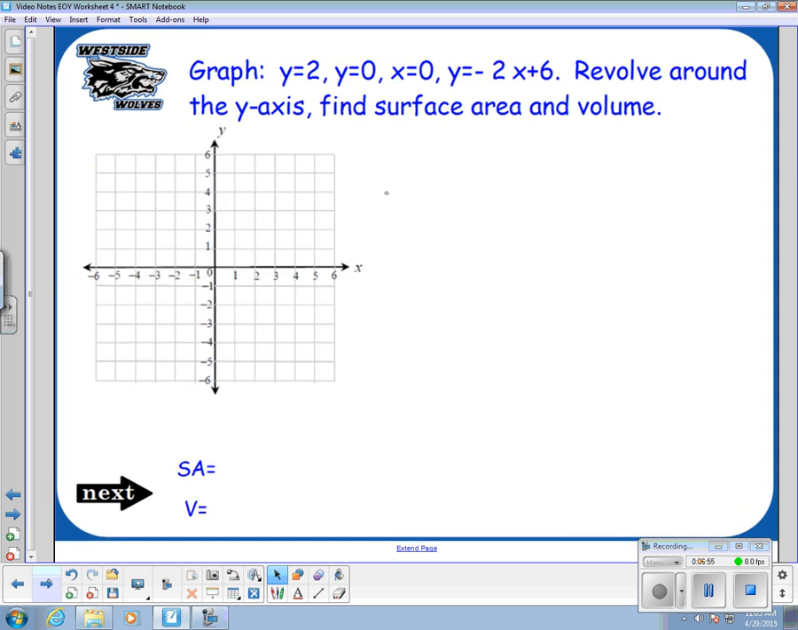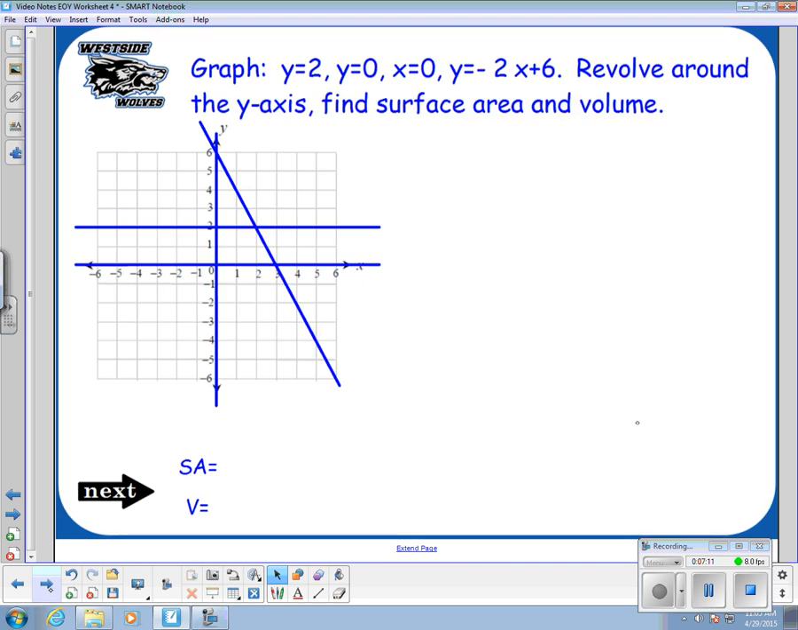All right, so here's our next problem. Graph this figure on the coordinate plane, pause the video, graph it, and then turn the video back on when you're ready to move forward. Okay, so let's graph this one. So when we graph this figure, this is what we get this time. And it says here we're going to revolve around the y-axis, so we're going to spin this way.